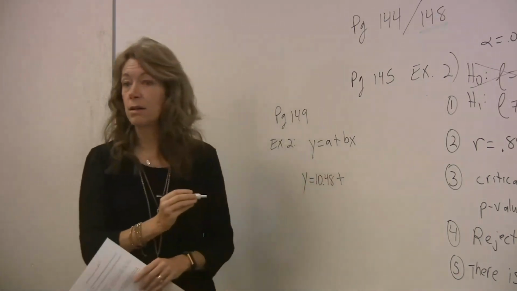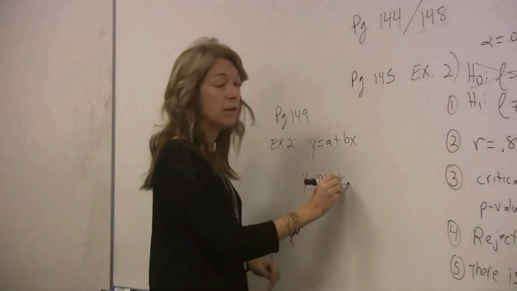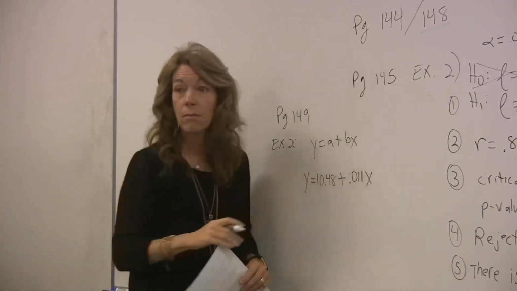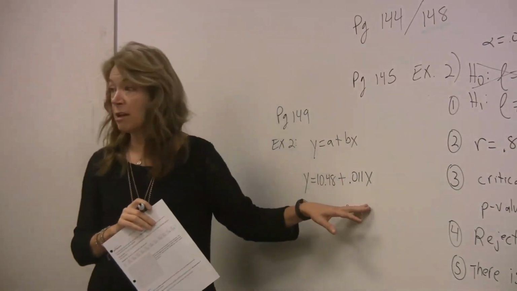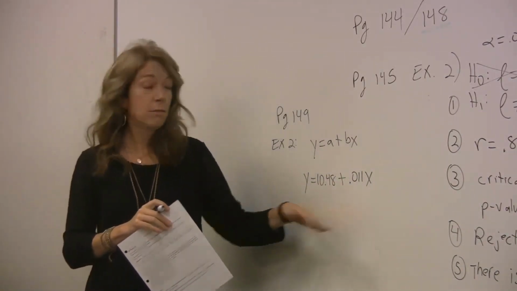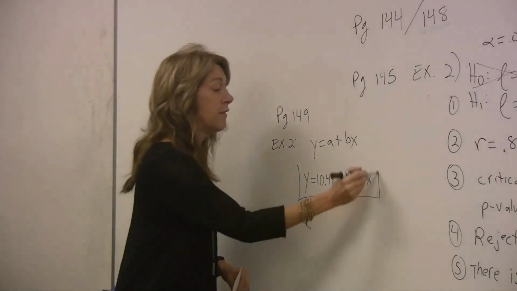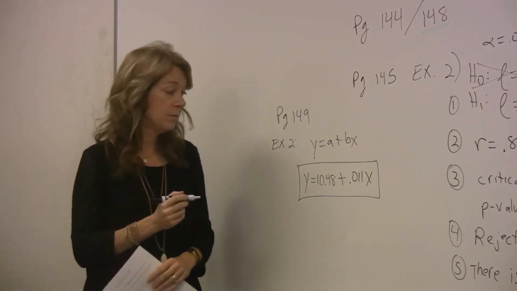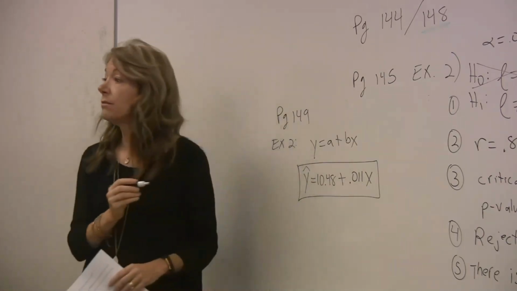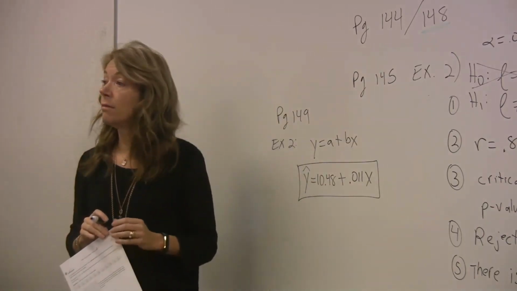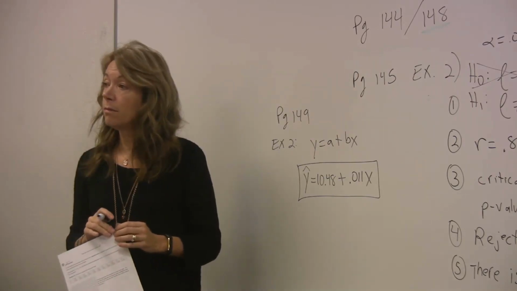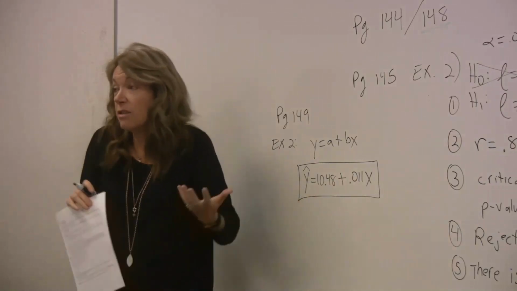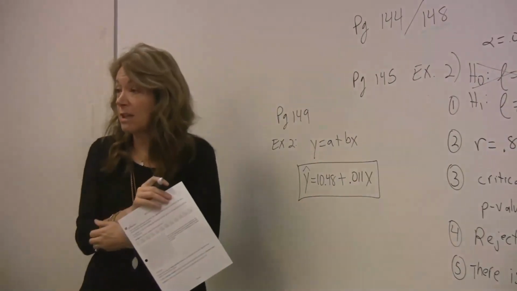Plus 0.11. This is the A and the B from your calculator. So the first part of this question was find the regression line, there it is. We just put the A in the front and the B next to the X. That's all you have to do to get there. There's no work to do once you do the linear regression t-test.